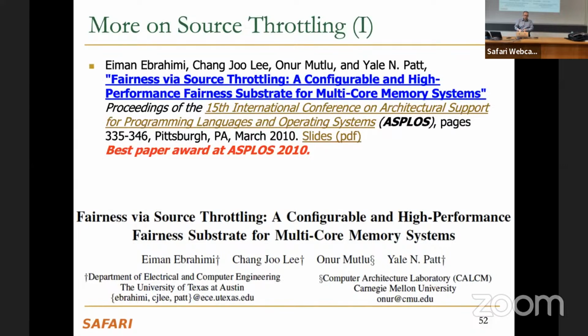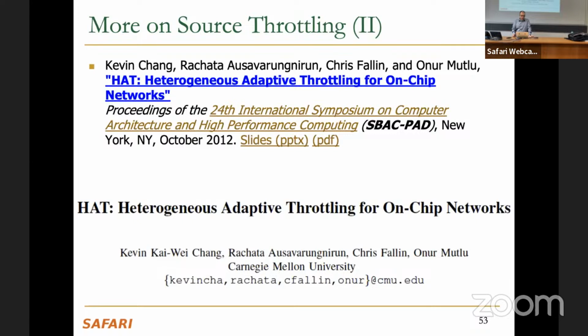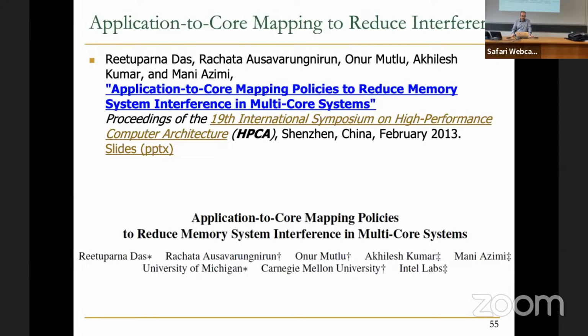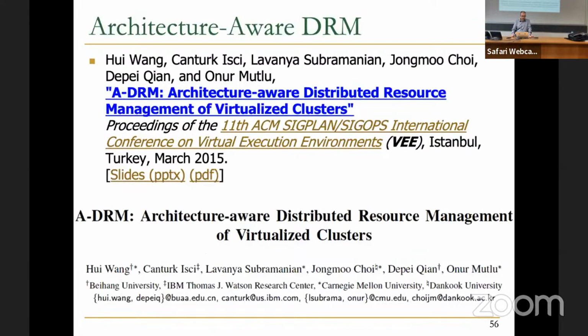Okay, so if you want to learn more, you can check this paper. We have done more work on source throttling. I'm going to flash some papers. You can check them later if you are interested. They're also going to be part of your reading in homework 3, I guess. Also in on-chip networks, we can do this source throttling. And these are other works.